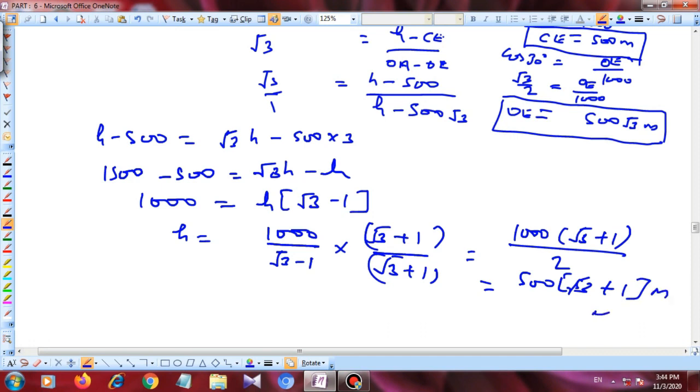So the height of the mountain is 500 bracket root 3 plus 1 meter.